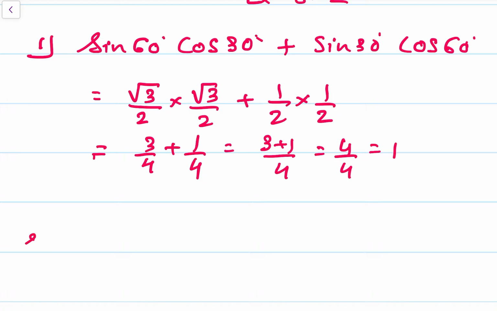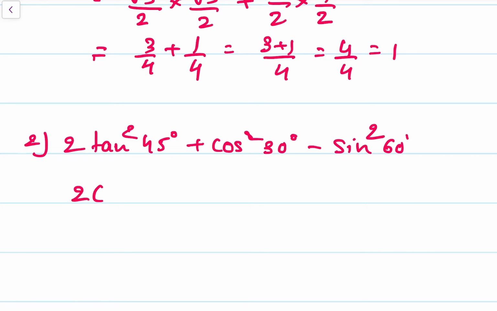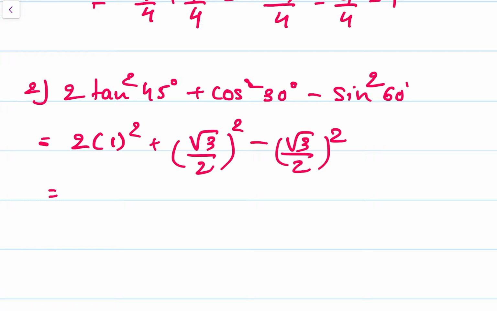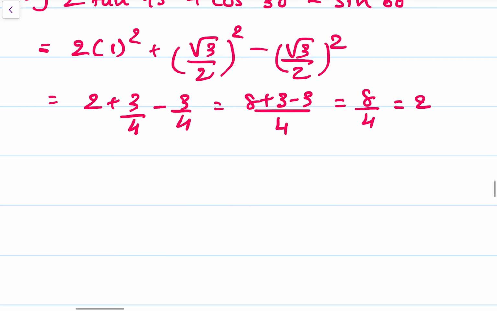Question number 2. 2 tan square 45 degrees plus cos square 30 degrees minus sin square 60 degrees. Replacing the values, we get 2 into 1 square plus (root 3 upon 2) whole square minus (root 3 upon 2) whole square. So when you solve this, you get 2 plus 3 upon 4 minus 3 upon 4, is equal to (8 plus 3 minus 3) upon 4, is equal to 8 upon 4, is equal to 2. Let us do the third one.